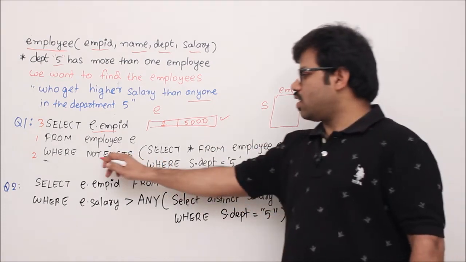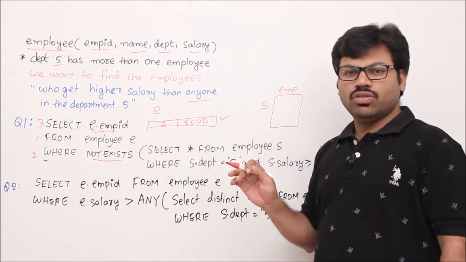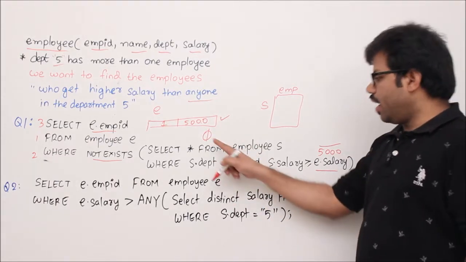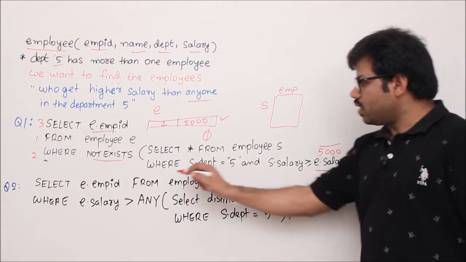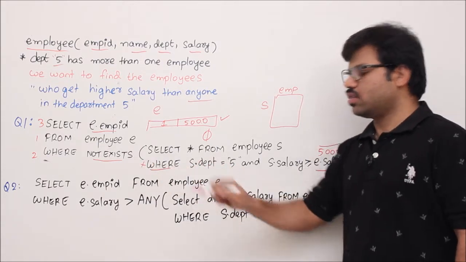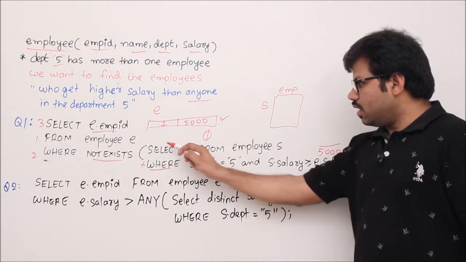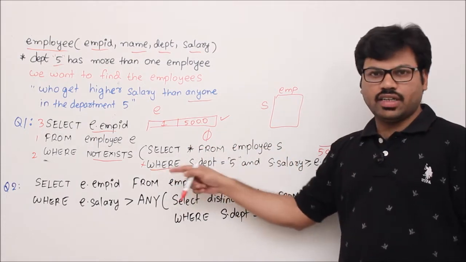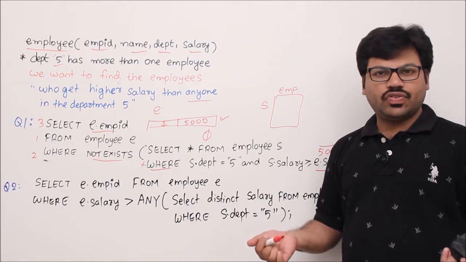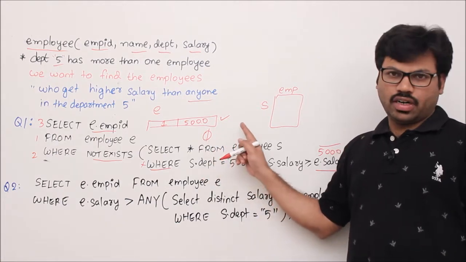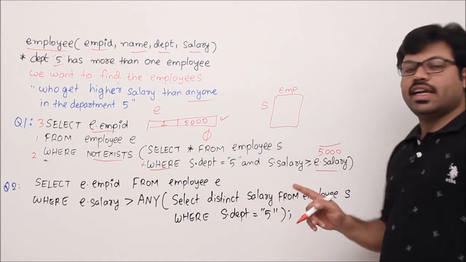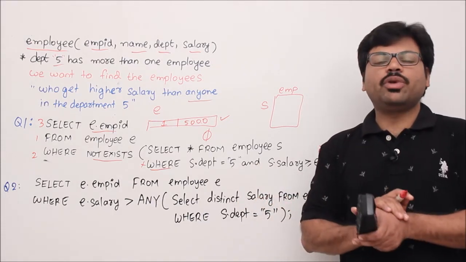We know the NOT EXISTS logic. NOT EXISTS of empty is true, correct? For that I want an empty result here. That means this where condition should always be false. So this query's output is empty because of this where condition. If this where condition is always false, you get an empty table. To get an empty table, S.department = 5 and S.salary >= 5,000 should not be true at a time.